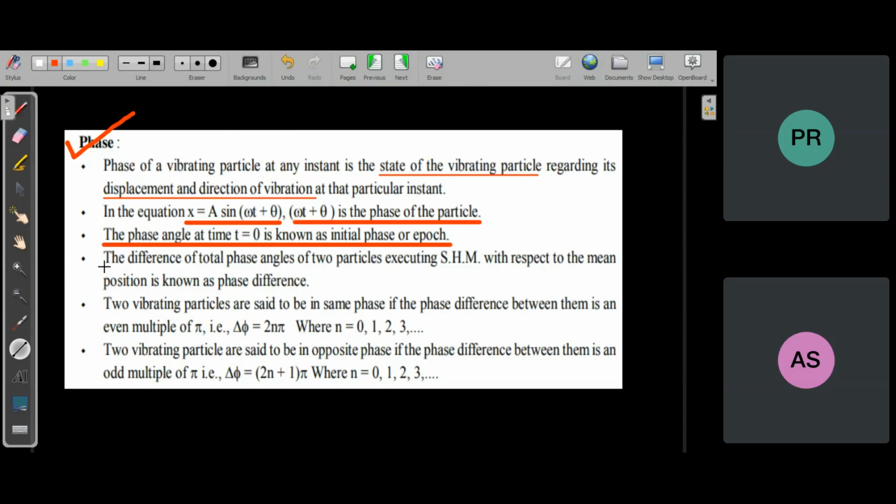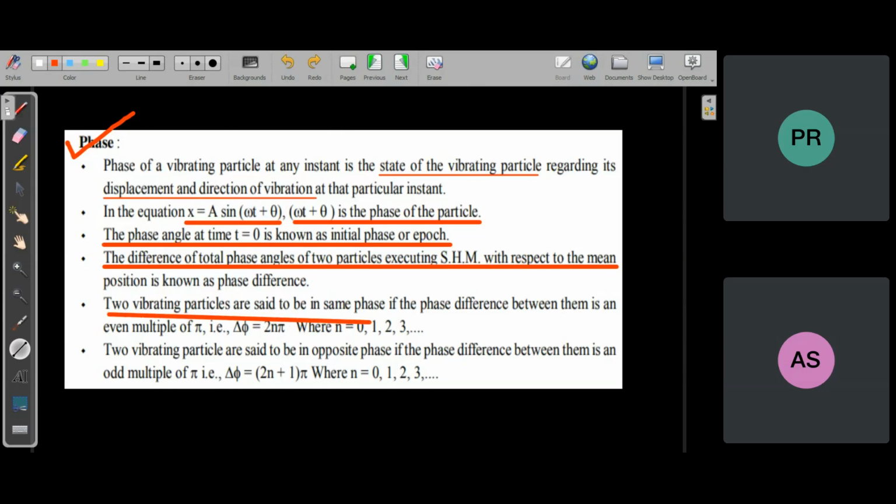Okay. The difference of total phase angle of two particles executing SHM with respect to the mean position is known as the phase difference. So phase difference always comes when we talk about two particles. If two different particles are doing SHM, then only the question of phase difference will come.